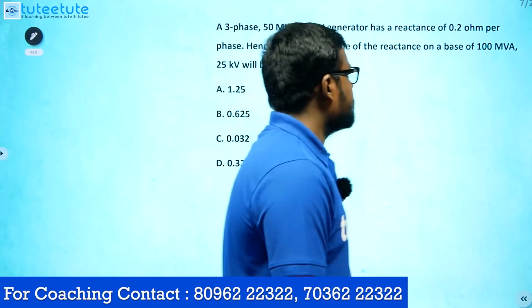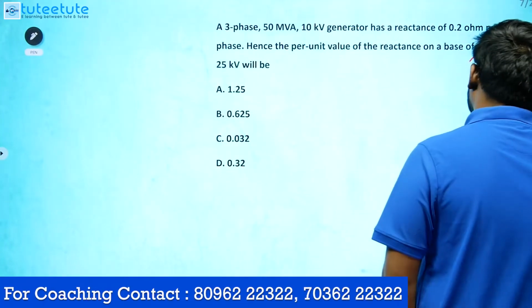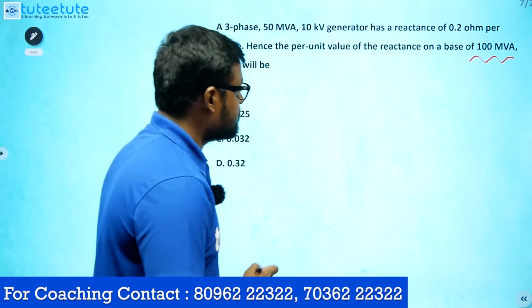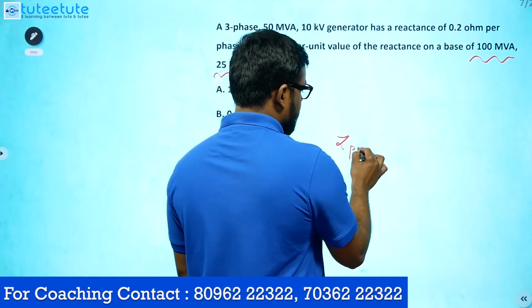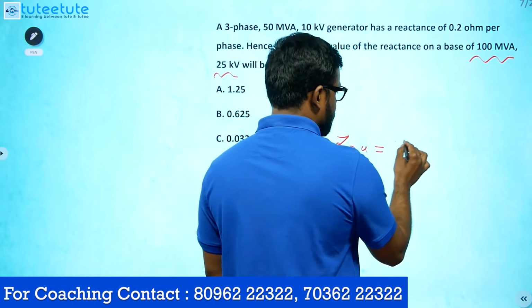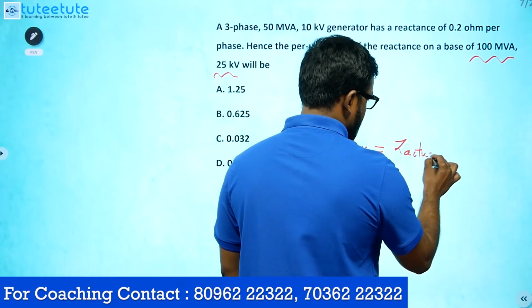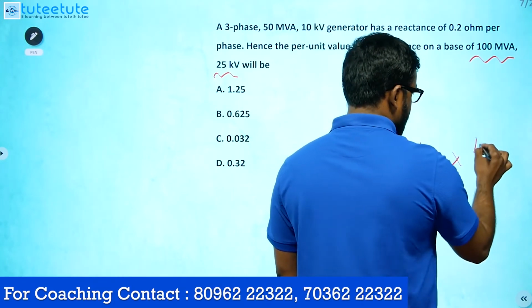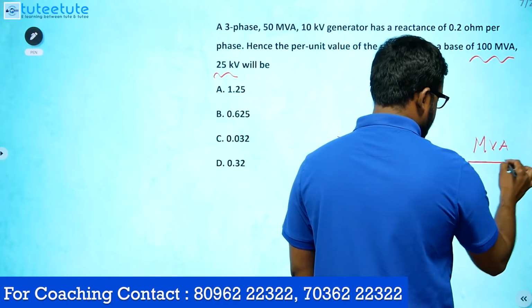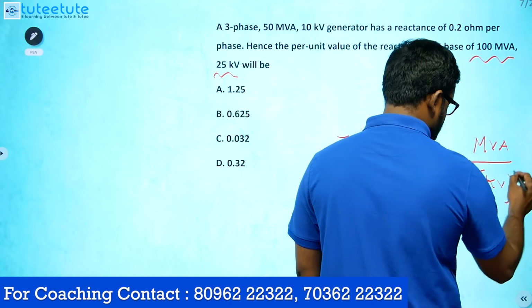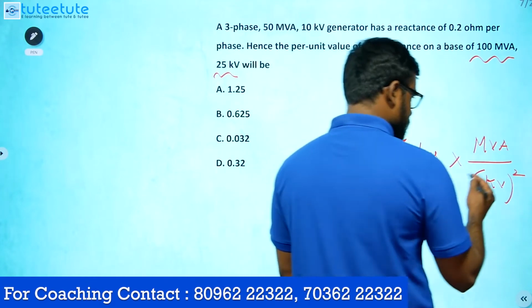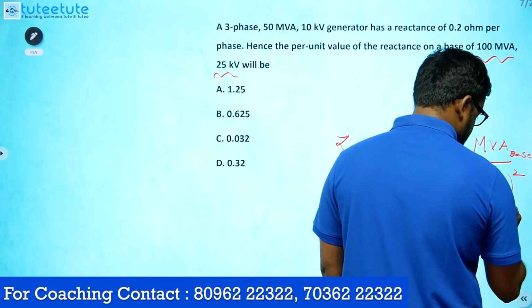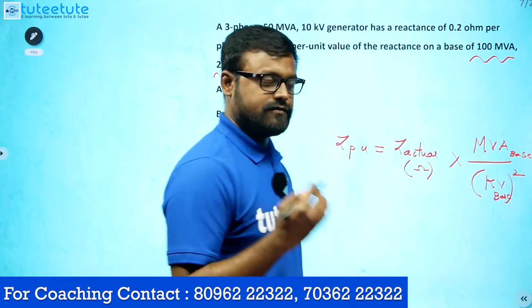Hence, the per unit value of the reactance on a base of 100 MVA and 25 kV. Students, we know the formula. What is the formula? Z per unit or X per unit is equal to the actual value, for your clarity I will write in ohms, into MVA divided by kV whole square, kilovolt whole square. Students, this MVA and kV have to be base values.